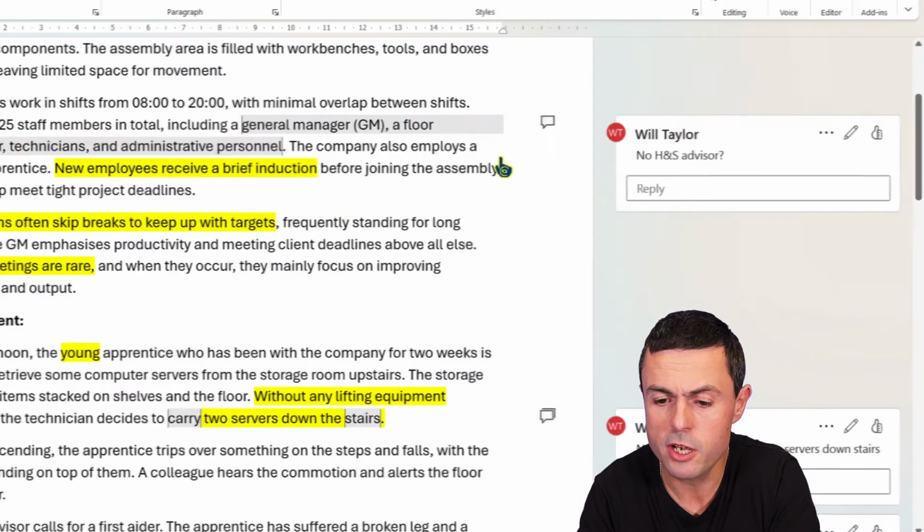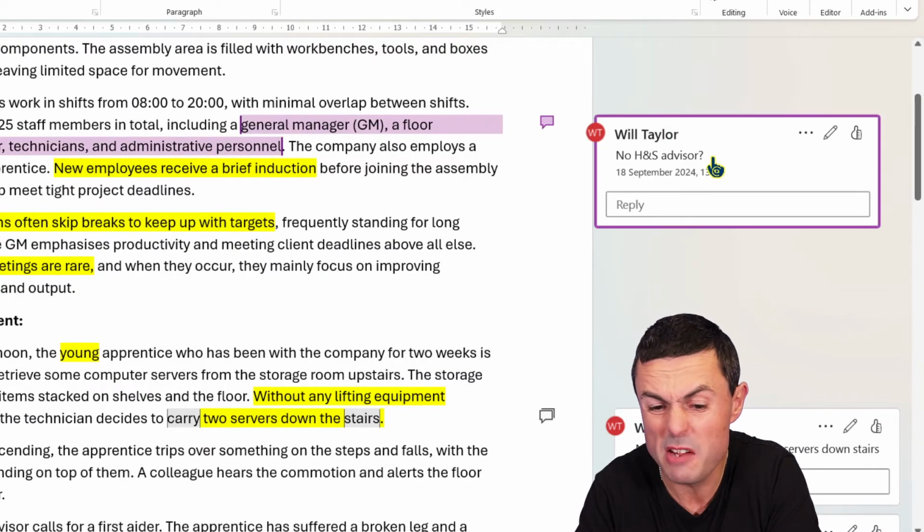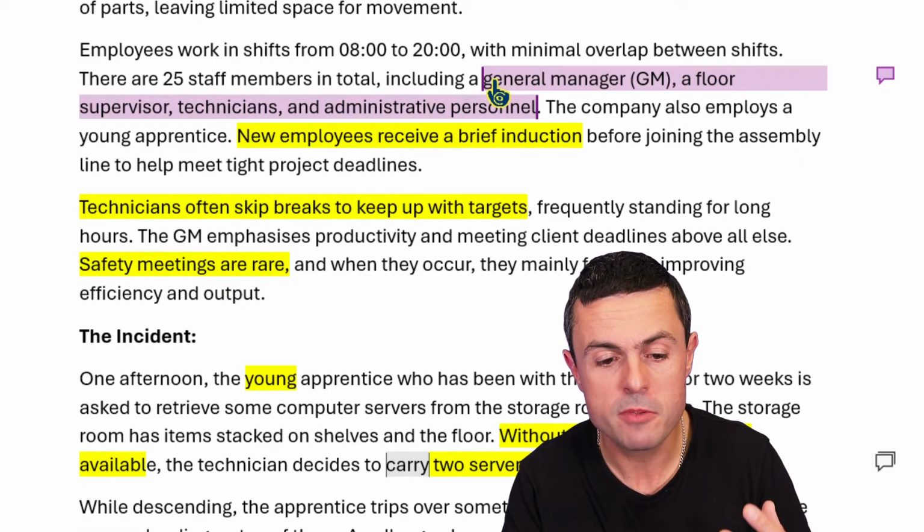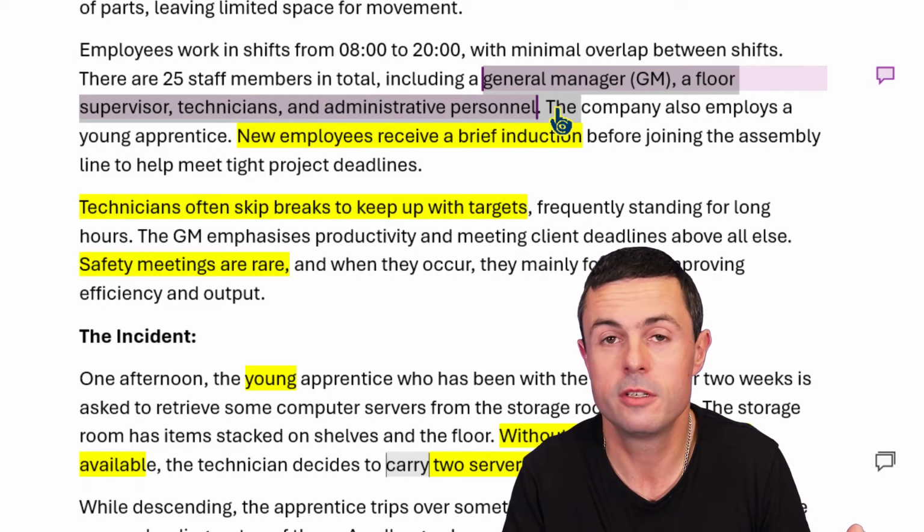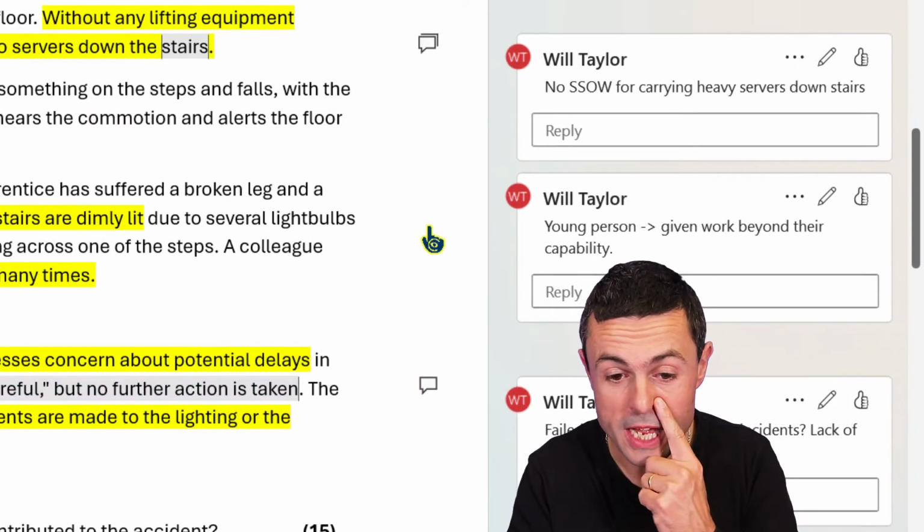Now let's look at my final piece of work that I've created here. So I've also made notes like there's no health and safety advisor. Every company, at least in the UK, by law has to have access to competent advice. Now that could be a consultant or it could be an internal advisor. But when they mention the GM, the technicians, the administrative personnel, where's the health and safety advisor? There isn't one. Okay. That's a management failure. We've got a young person as well. Yes, that's a good point.